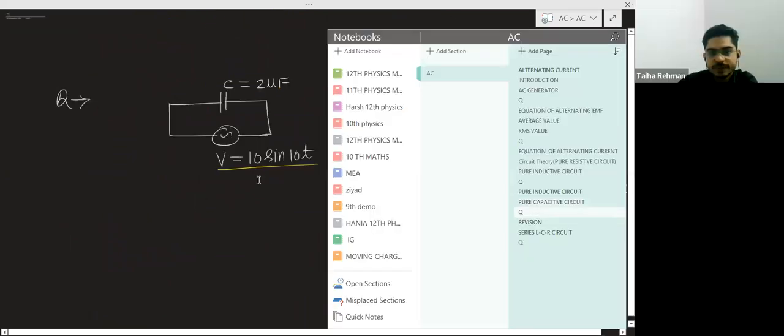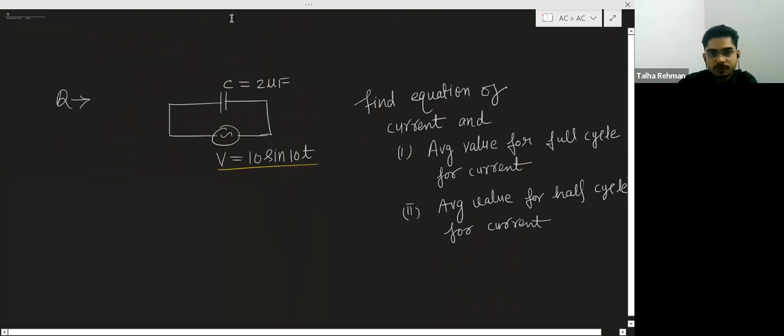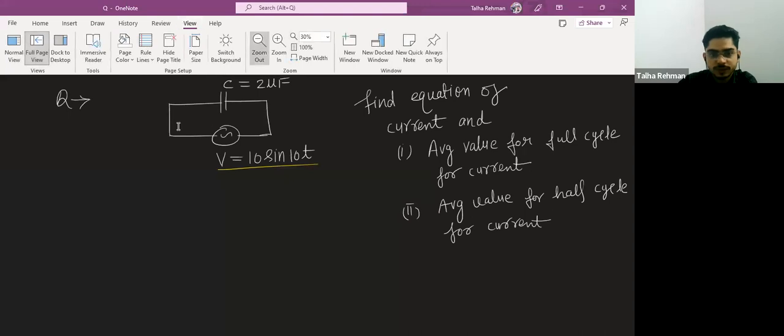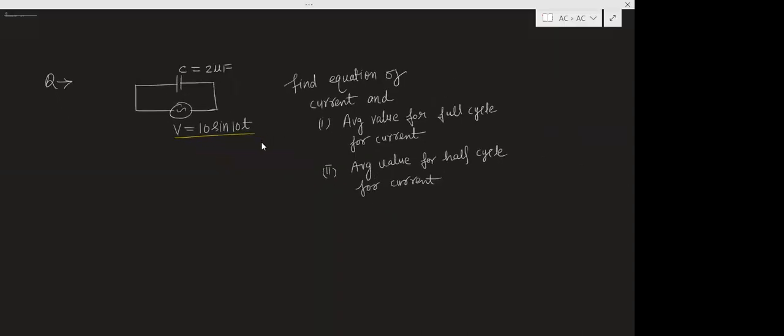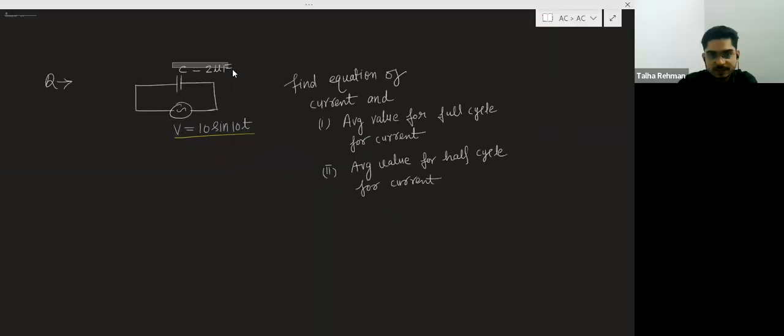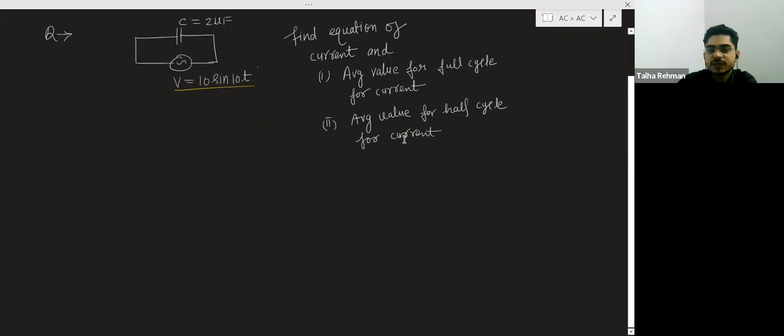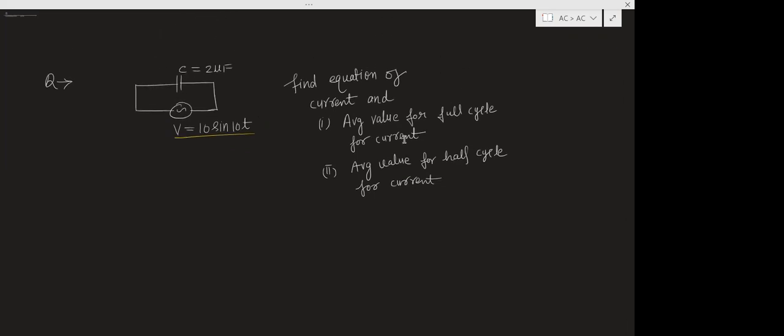So one question I am taking. See, the voltage equation is given, and here is one capacitor. So we have to find the current, and the average value for the full cycle for the current and the average value for the half cycle for the current.